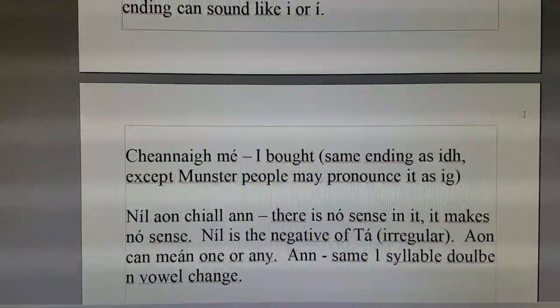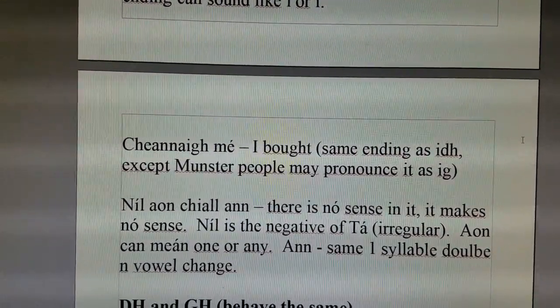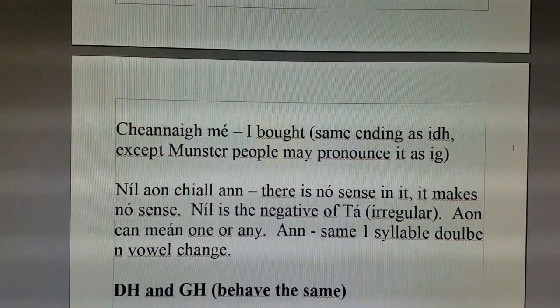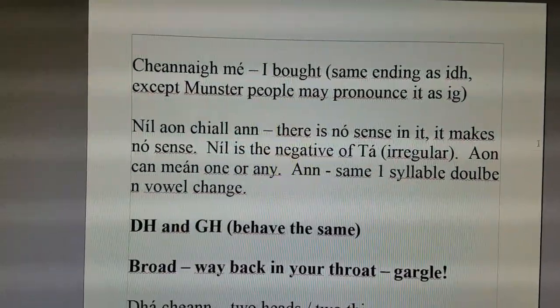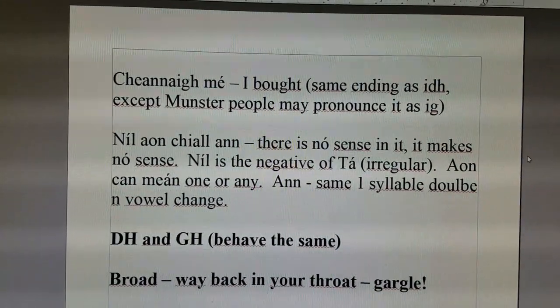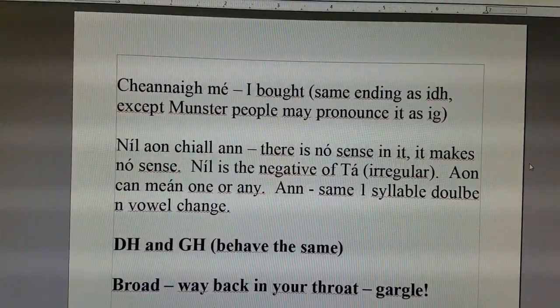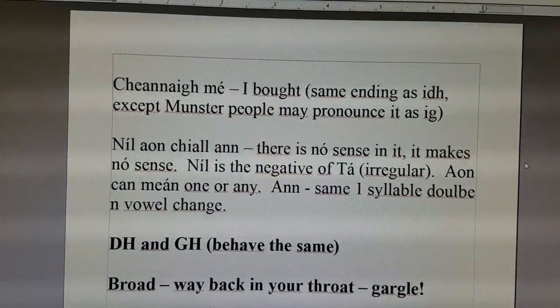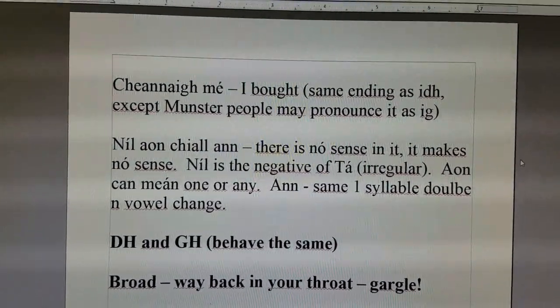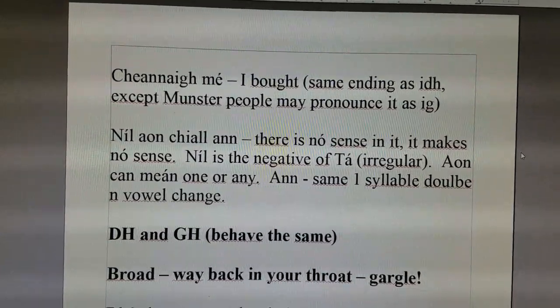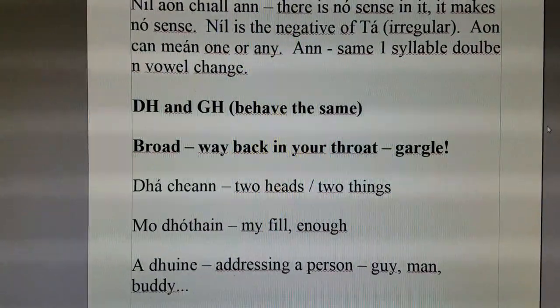All right, so here's another example. I bought, right? Hiss like a cat. Okay? All right, so those are the CHs.